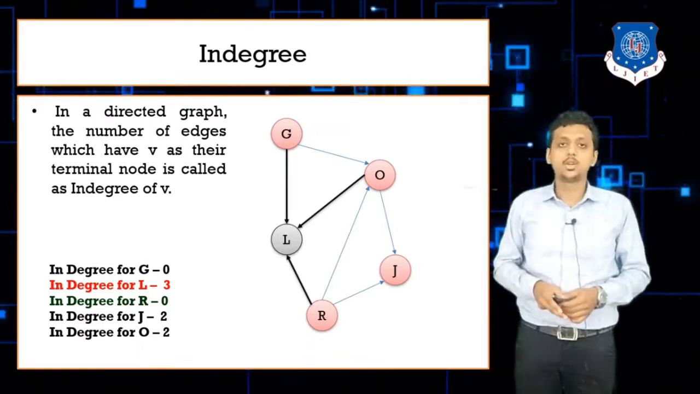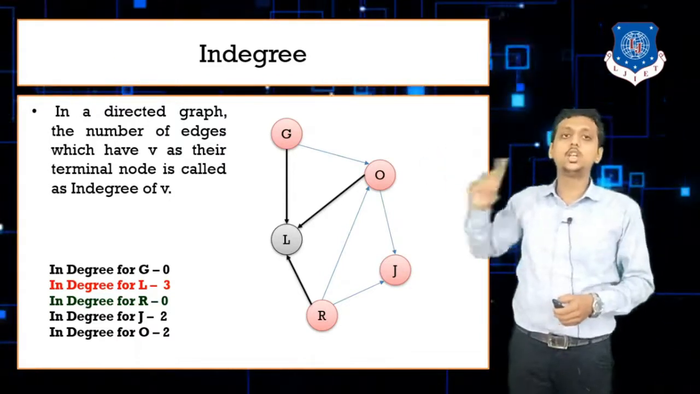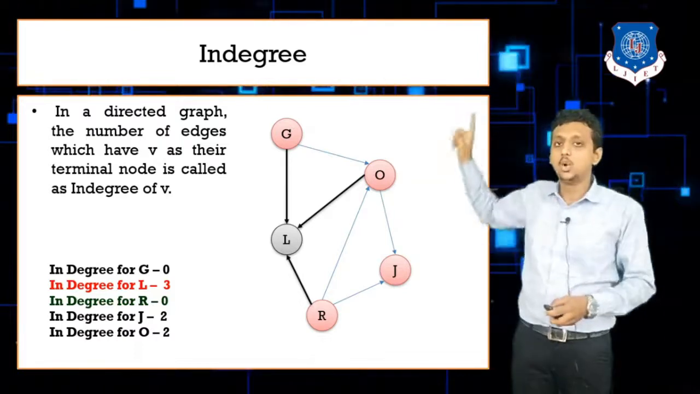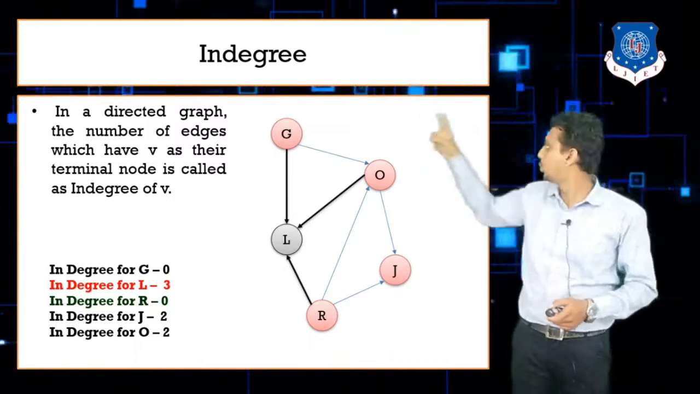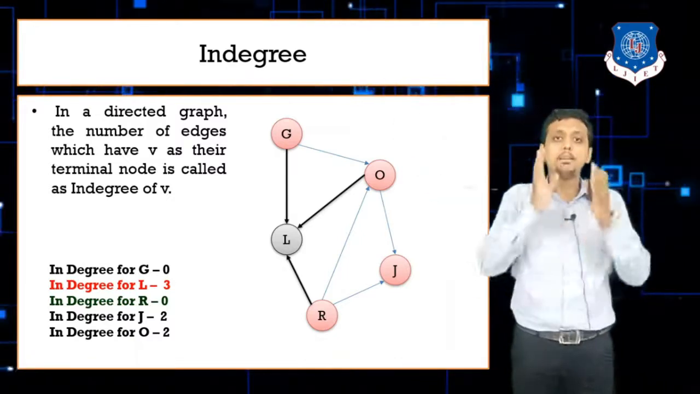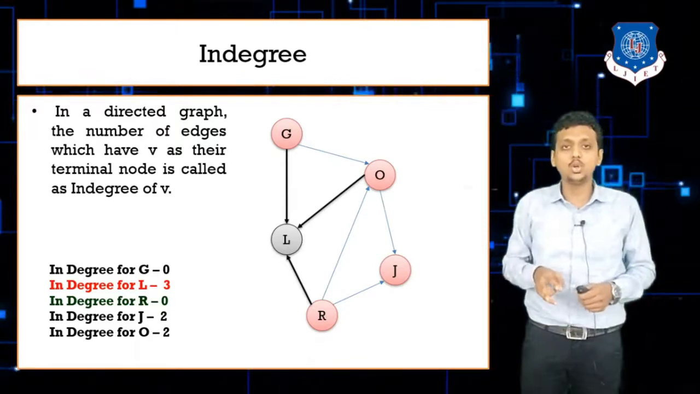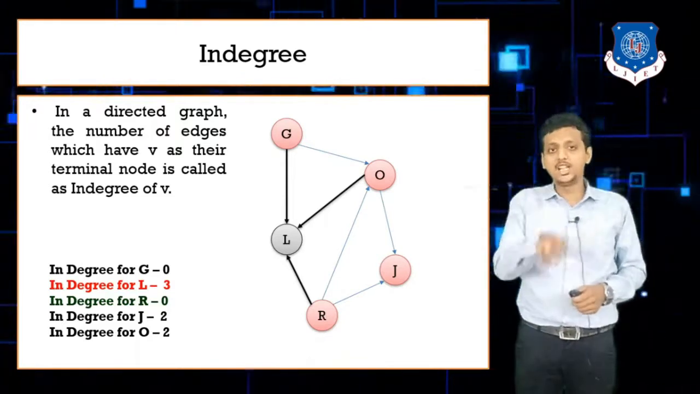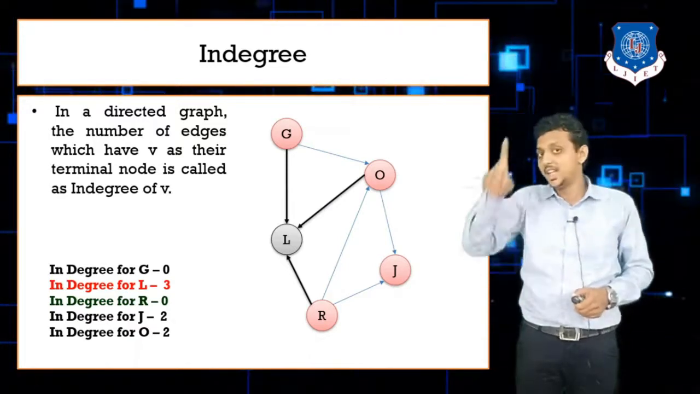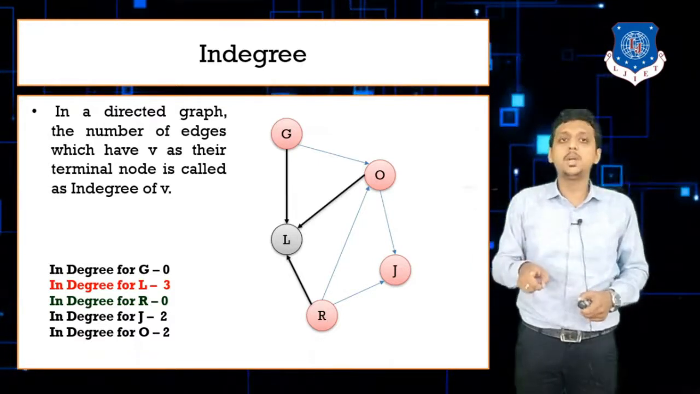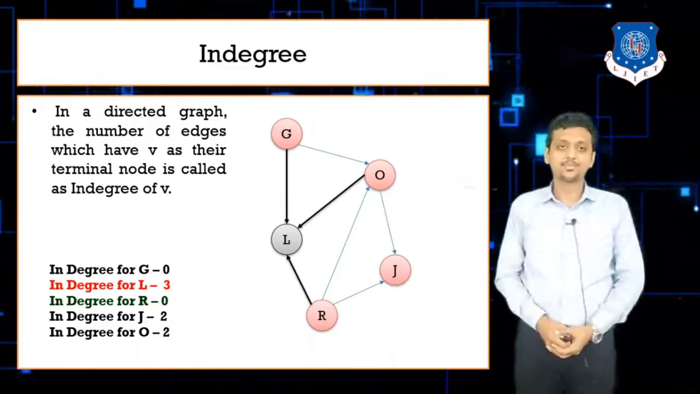Okay, fine. And 2 out degrees. If I am talking about node O, then 2 in degrees, 2 out degrees. See, O2L and O2J are known as out degree, and G2O and R2O are known as in degree. So total how many degrees are there for node O? 4. In degree plus out degree becomes the degree of a node in a directed graph. Fine.